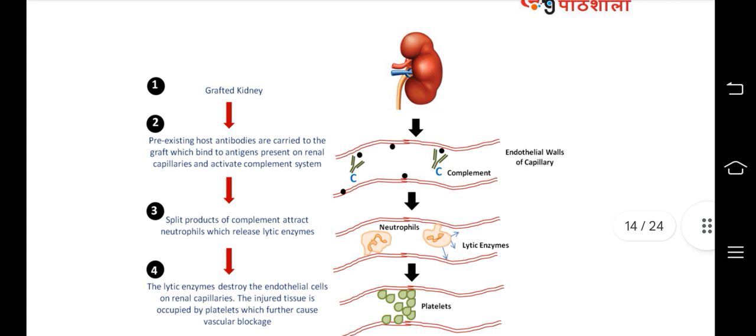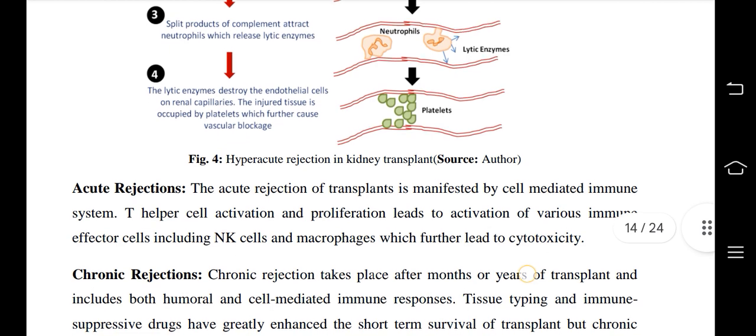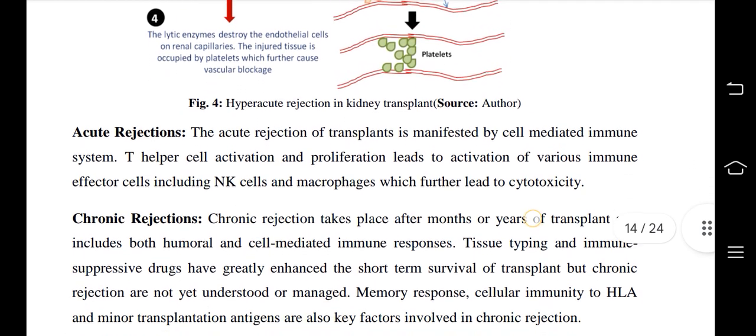In a grafted kidney, pre-existing host antibodies are carried to the graft, which bind to antigens present on renal capillaries and activate the complement system. Then split products of complement attract neutrophils, which release lytic enzymes. The lytic enzymes destroy the endothelial cells on renal capillaries. The injured tissue is occupied by platelets, which further cause vascular blockage. This is the hyperacute rejection in kidney transplant.